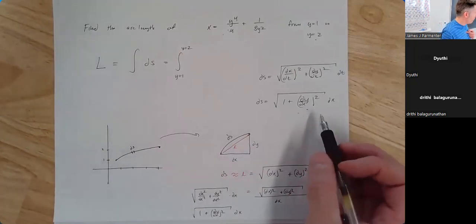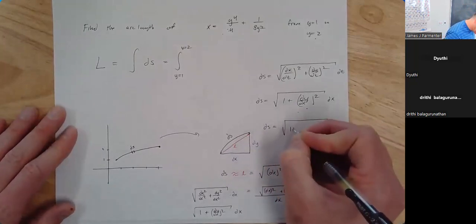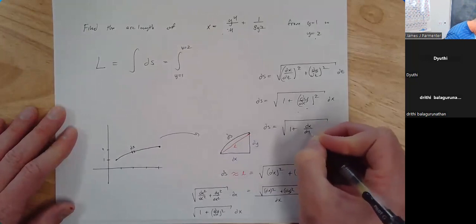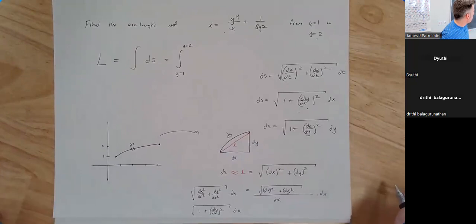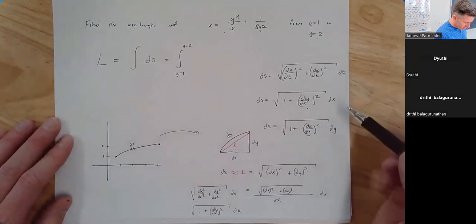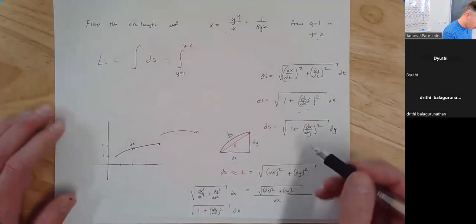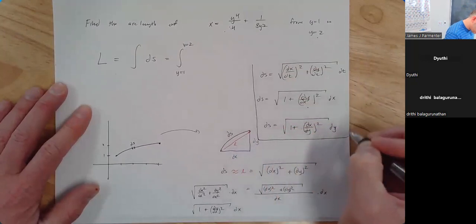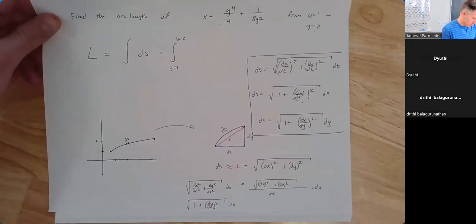If you've got x as a function of y, your ds is going to be the square root of 1 plus dx dy squared dy. So basically, whatever variable your function is of, that should correspond to your d whatever here. Since I see that x is a function of y, I know I'm going to be using the one with dy. I ran out of room, so I'm going to use another piece of paper.